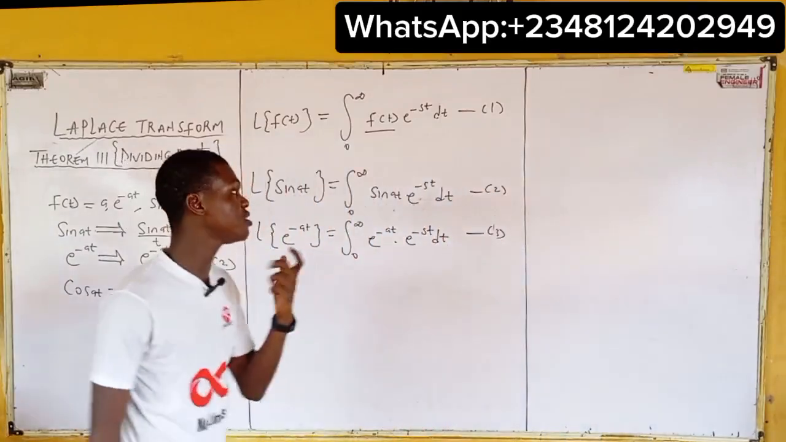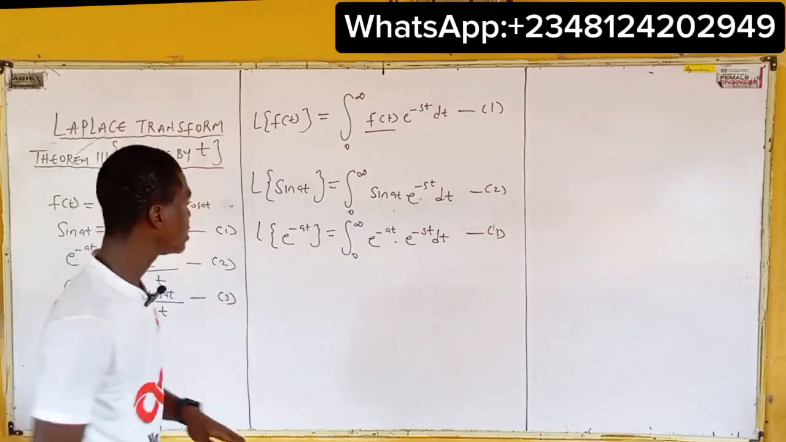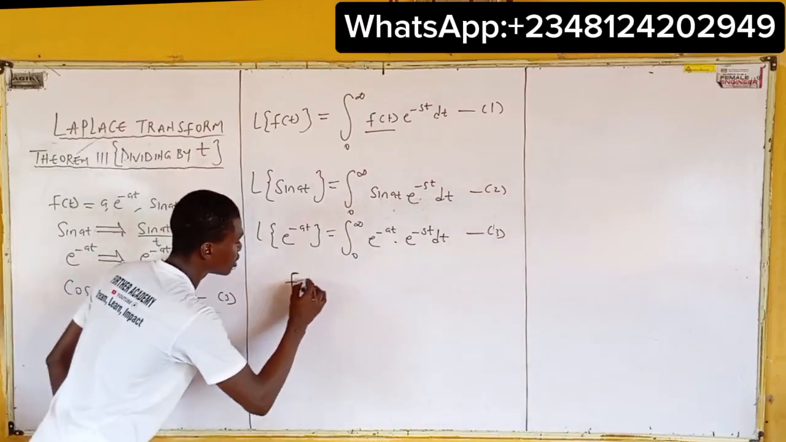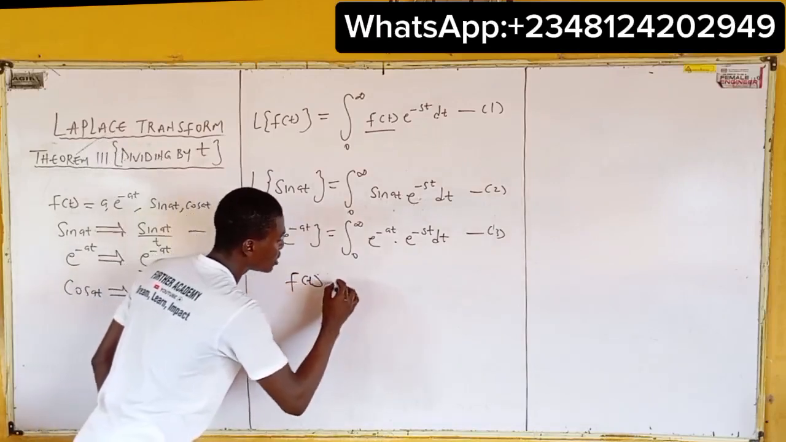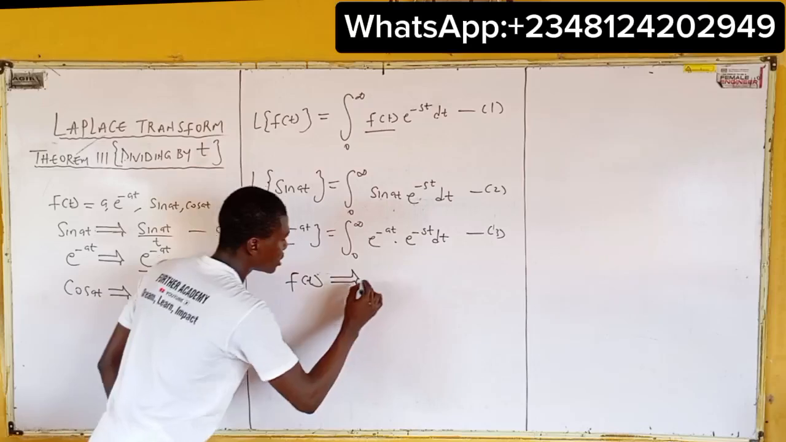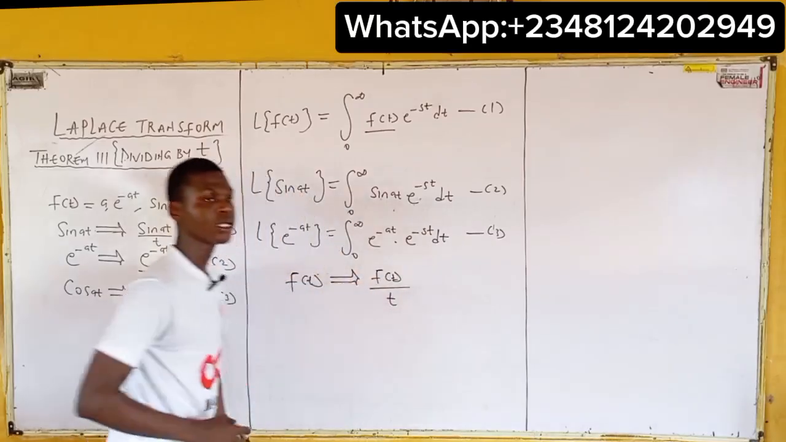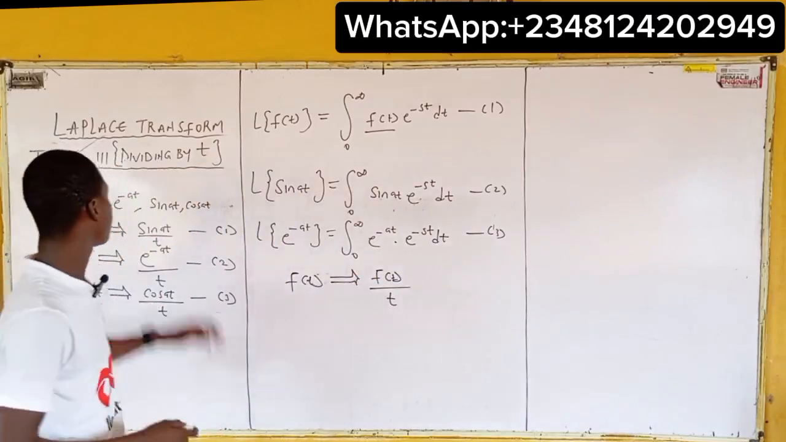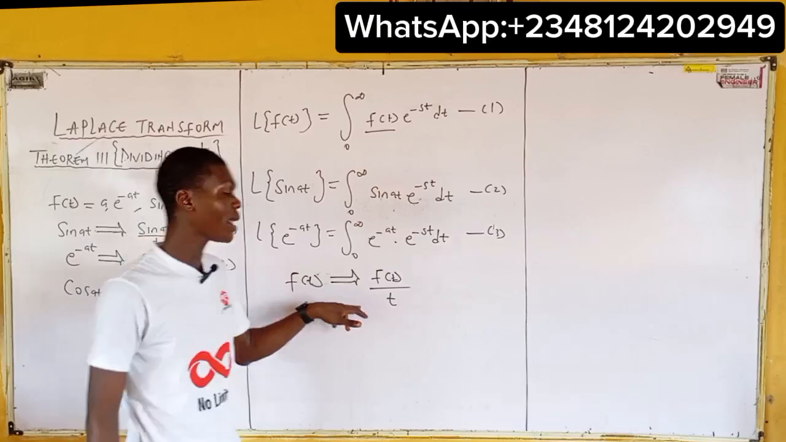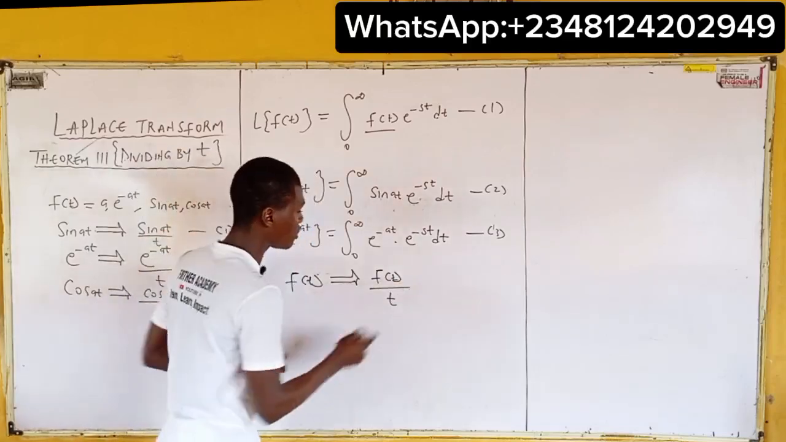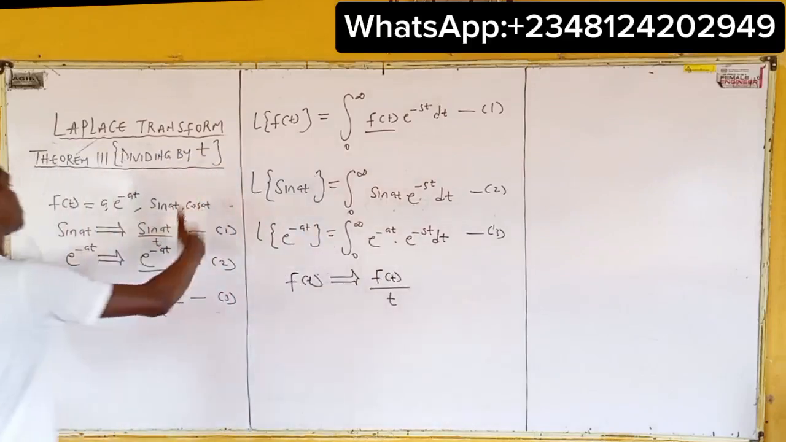So the concept still remains the same, the idea still remains the same. In this case, your f of t implies f of t all divided by t. Theorem 3 is just saying that f of t implies f of t all divided by t, which is what I've explained here.